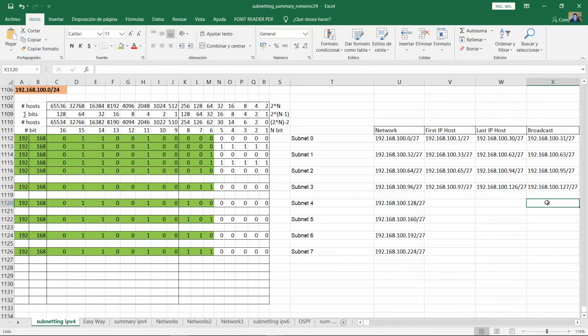Okay, here the broadcast of subnet 4 is one IP before the network of subnet 5. If this is 160, this will be 192.168.100.159. Hosts: first IP 129, last IP 158.